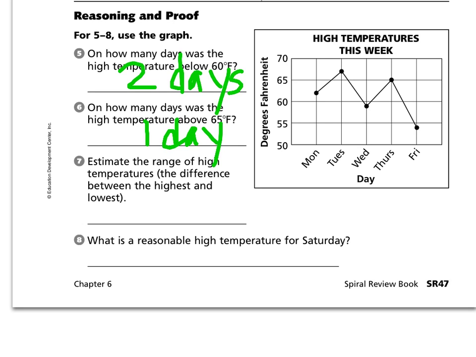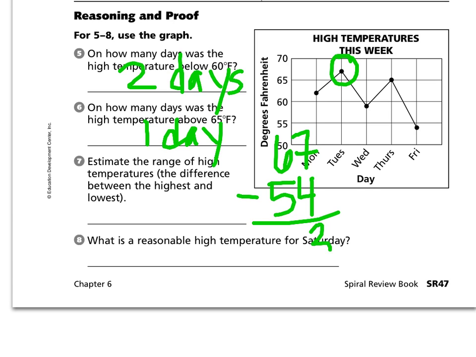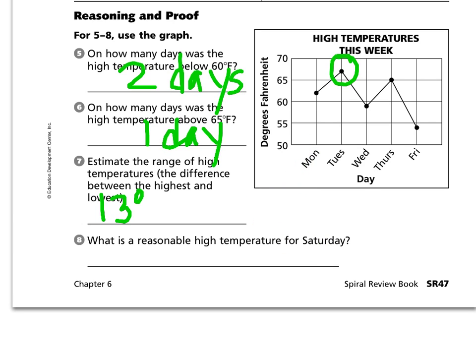Number 7, estimate the range of high temperatures, the difference between the highest and the lowest. So the highest temperature is going to be about 67 degrees right here on Tuesday, and the lowest temperature looks to be about 54 degrees. So to find the range, you're going to subtract. 7 minus 4 is 3, 6 minus 5 is 1. So it looks to me like there's 13 degrees difference between the highest and the lowest temperature. Remember to keep your work so I know how you found the range.